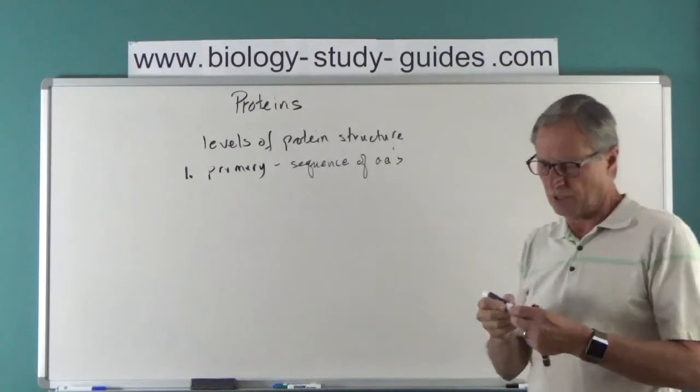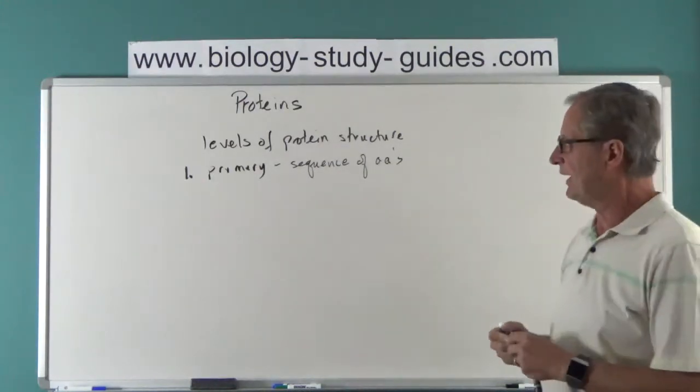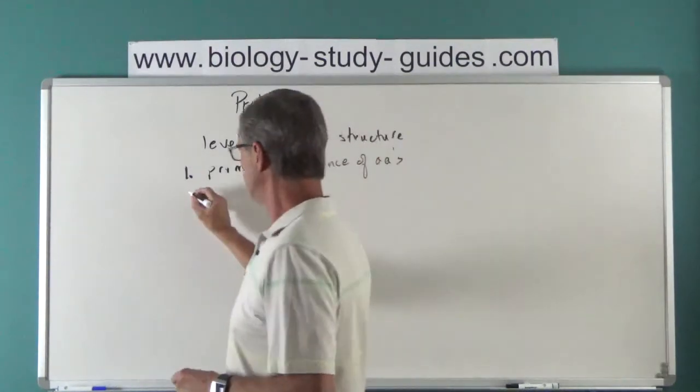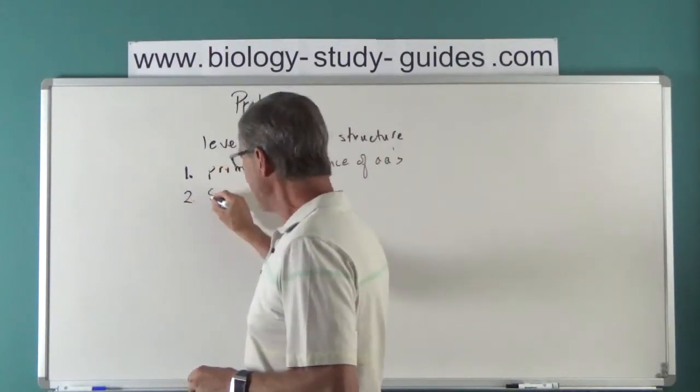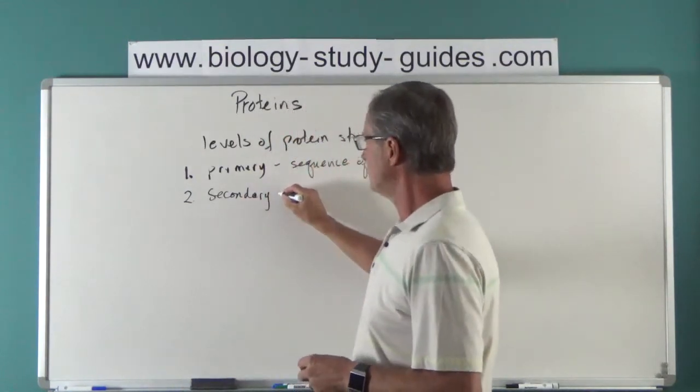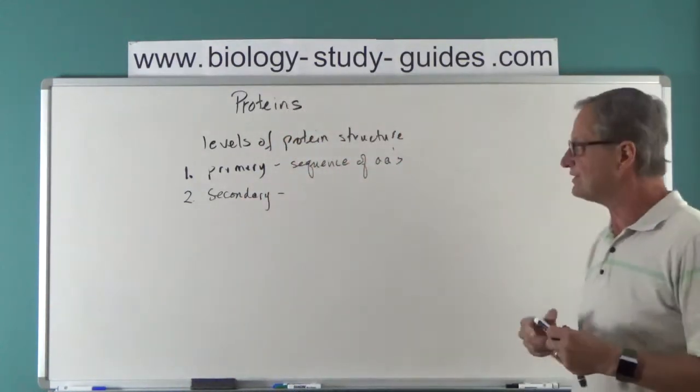That's what that is. So which amino acids bonded to which amino acid and so on. And like I say, there's millions of possibilities there depending on how large of a protein you're talking about. Secondary structure is what happens to that sequence of amino acids.